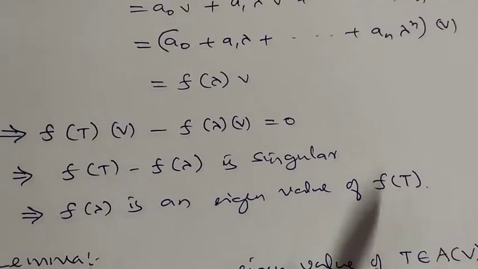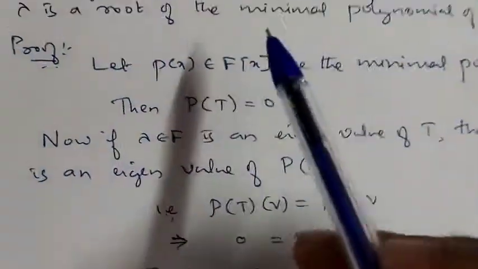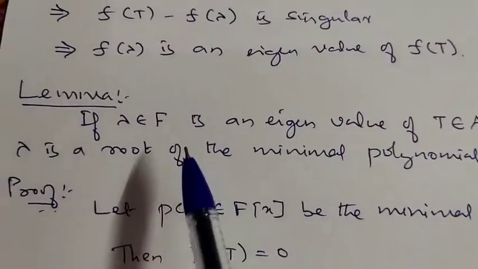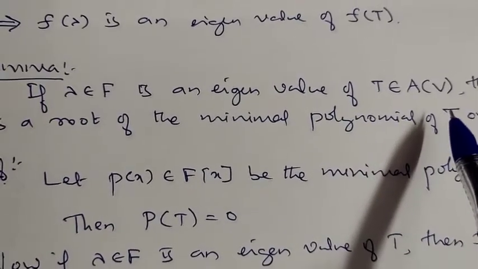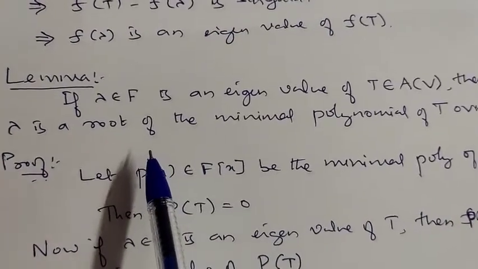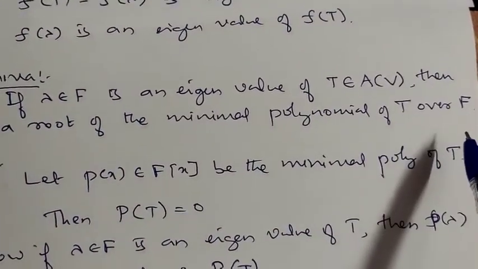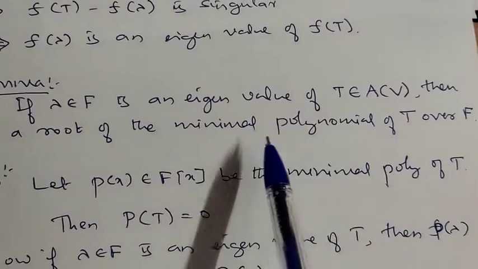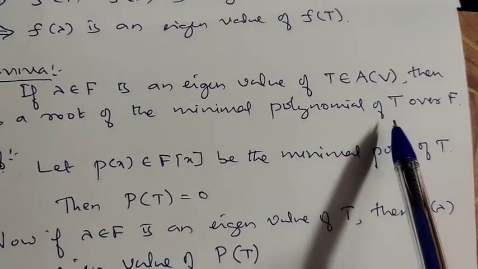Next, look here. Suppose lambda belonging to F is an eigenvalue of the transformation T belonging to A(V). Then this eigenvalue lambda is a root of the minimal polynomial of T over F. This means the eigenvalues are the roots of the minimal polynomial of a transformation.